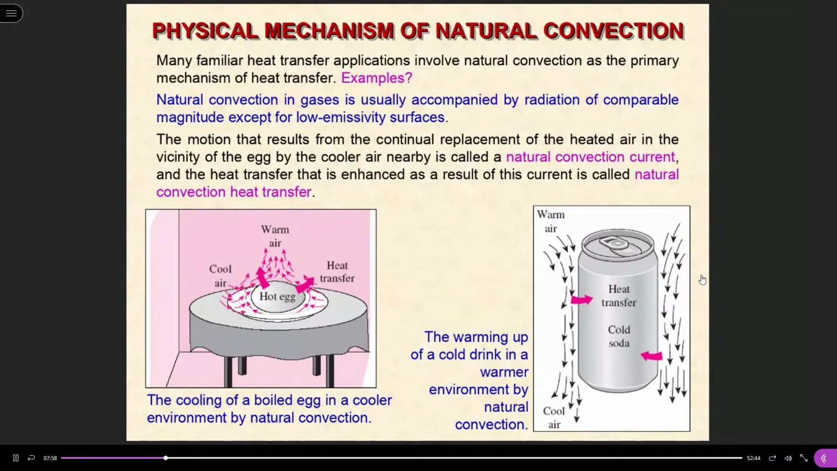On the left-hand side of the slide, you will see a plate on which you place a hot egg, okay? And I don't know if you enjoy a boiled egg for your breakfast. I prefer scrambled eggs for my breakfast. Okay, I don't eat a boiled egg because you know why? Because it takes too long to cool it down, right? It's very hot.